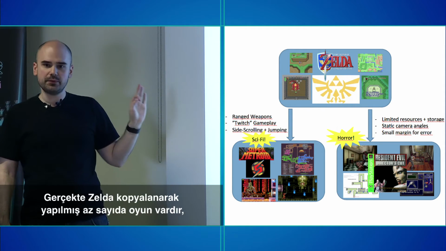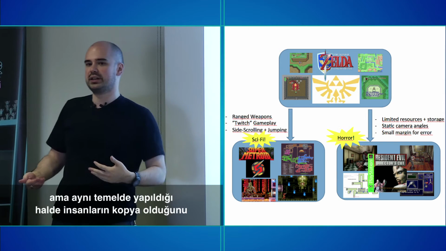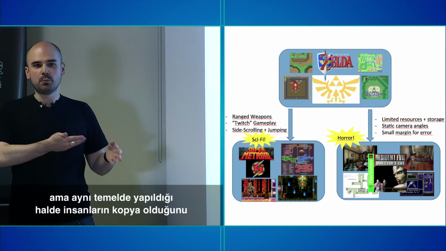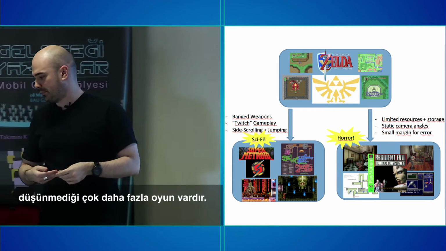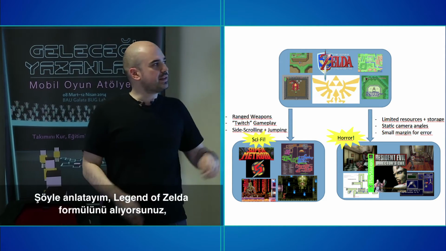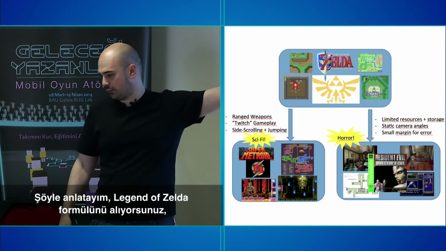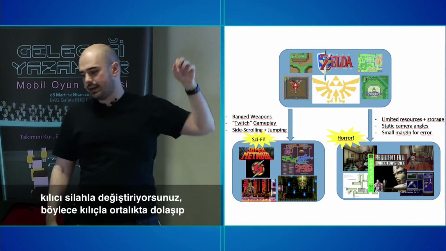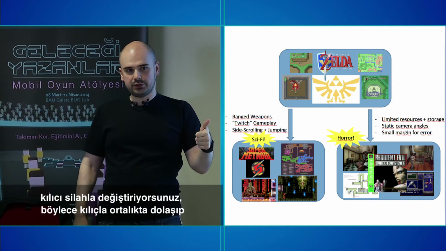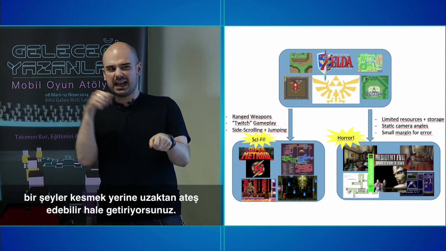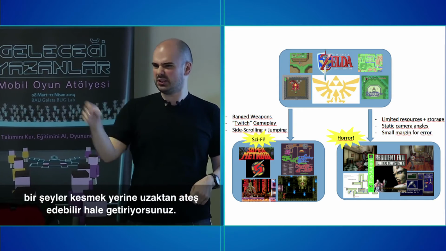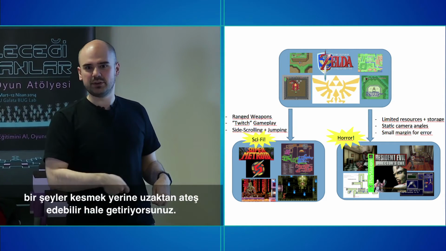There have been only a very few number of actual Zelda copies, a lot more that people don't actually think are Zelda copies. So let me see if I can illustrate this. Let's say that you take the Legend of Zelda formula, you are adding ranged weapons. So instead of going around primarily and cutting stuff with the sword, I mean, he does have a bow and arrow and a slingshot and stuff, but most of the time he's going around cutting stuff up with the sword.